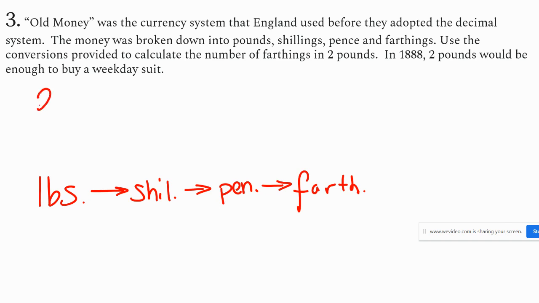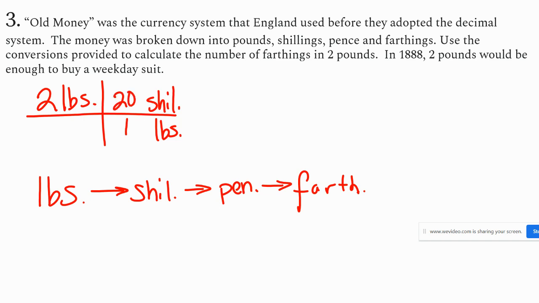All right, so I'm starting out with 2 pounds. I want to get rid of pounds. Where do they go? They go on the bottom. And I'm taking pounds into shillings. And now I go back and I fill in my numbers, because otherwise I end up putting, for some reason, the numbers on the wrong line about half the time. Especially with these things that I'm not as comfortable with. Some of the things I have memorized in my head. This I don't.